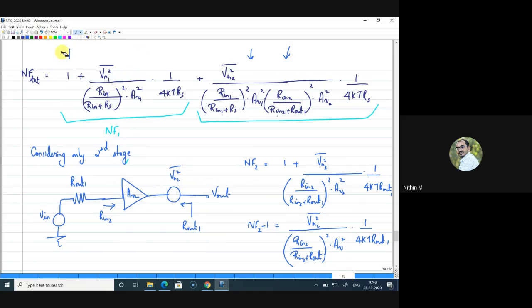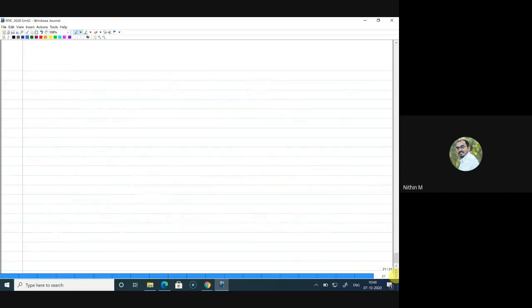For that we'll take one example of a cascaded amplifier stage, and from that we'll get to know under what circumstance we can use the Friis formula, or we can directly use the formula we obtained before. So I'm just leaving a question here. Determine the noise figure of a cascade of 2 common source stages. Assume lambda not equal to 0.